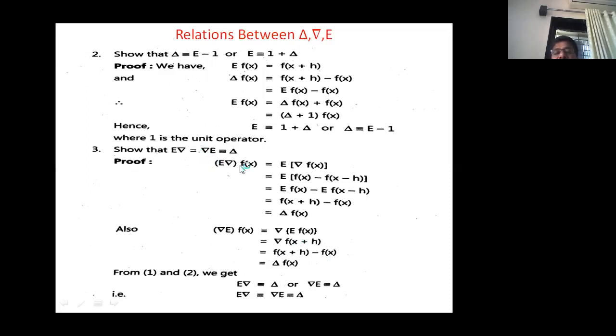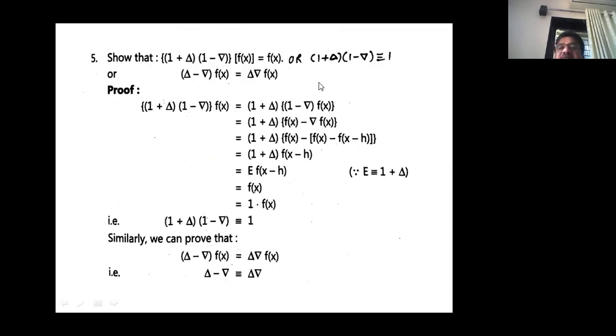And then write that E del f(x) is equal to del E f(x) is equal to delta f(x), and that implies E del is equal to del E is equal to delta. Okay, so we have this. Next example, show that (1 plus delta)(1 minus del) is equal to 1.